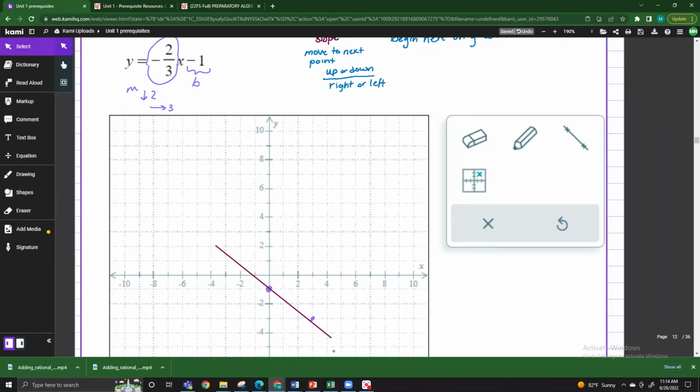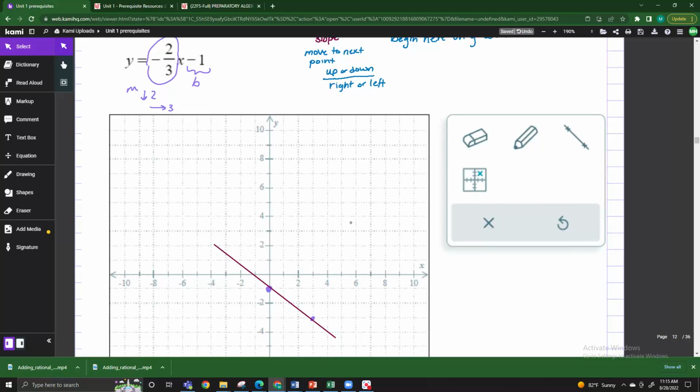So I'm going to move this just a little bit, just so I can get it with my drawing as much as I can. There we go. Close as we can with this. All right, so always begin at the b, and then you're moving up or down to get to your next point.